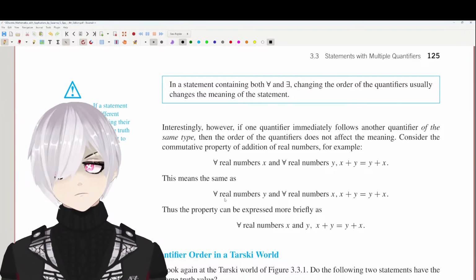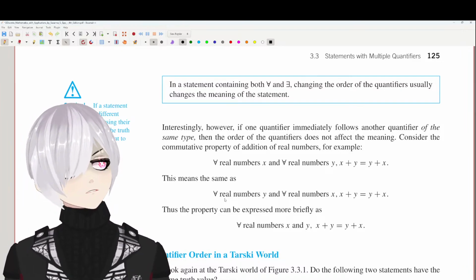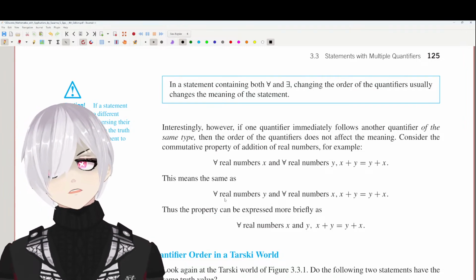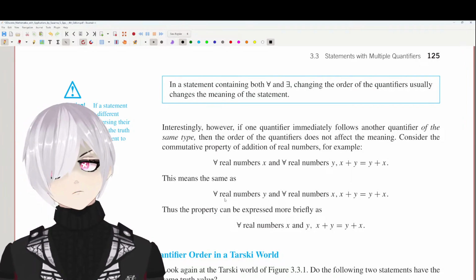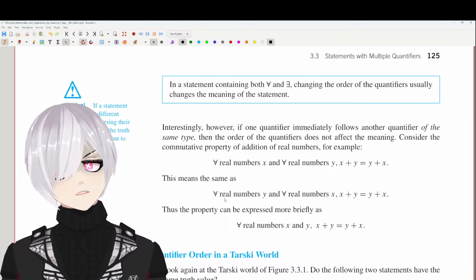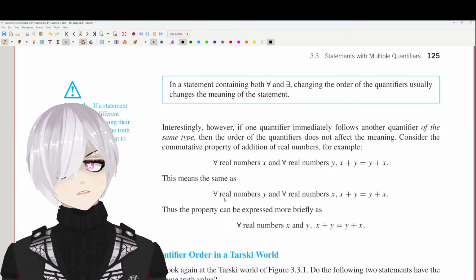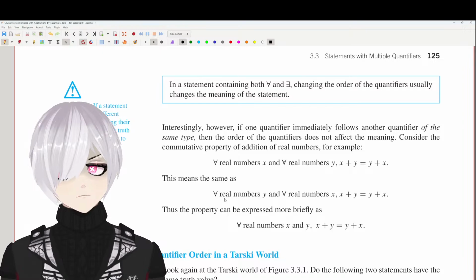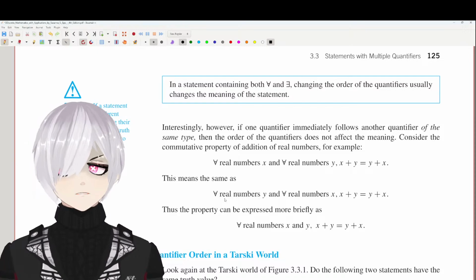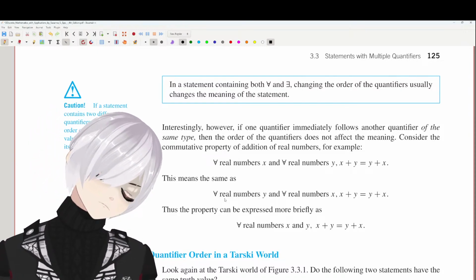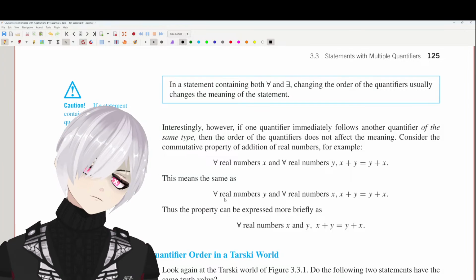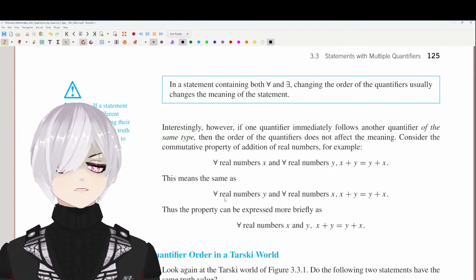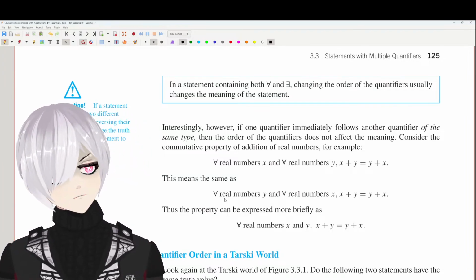For all cats X and for all dogs Y, X and Y are mammals. You could say for some cat X and for some dog Y, X and Y love each other. And that would be the same as for some dog Y and for some cat X. Or for some dog X and for some cat Y, X and Y love each other. Actually, maybe that would be different. No, it would be the same. I just mentioned them in a different order, but it's saying the same thing.